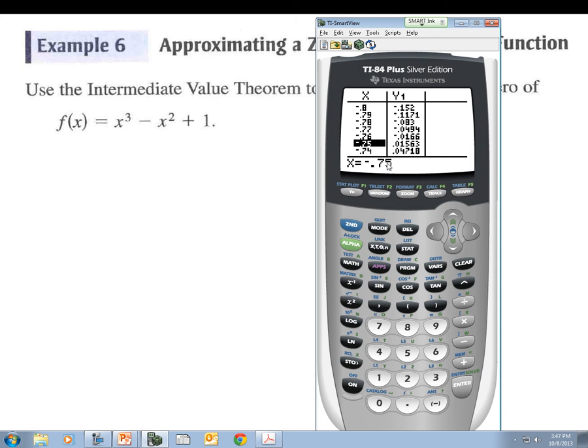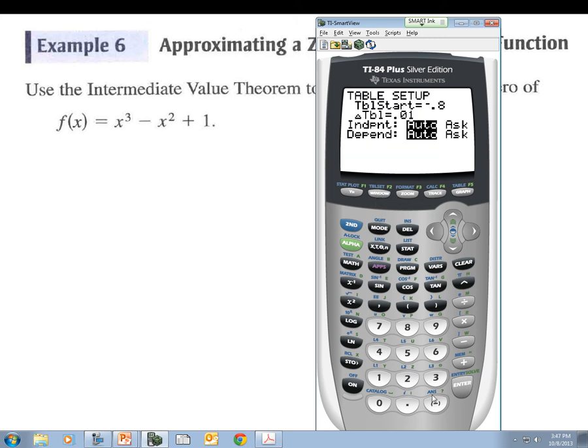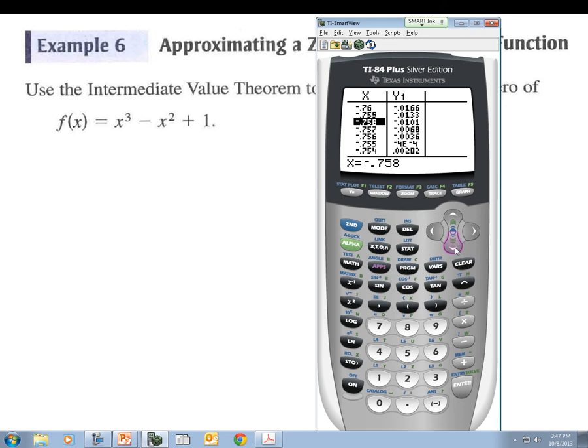We could keep zooming in if we wanted to. We could change this to negative 0.76 and count by 0.001. And it's getting closer and closer and closer until right here is really, negative 0.755 is pretty spot on. We could keep going closer and closer, but negative 4 times 10 to the negative 4, that's very, very small. So that would be a great approximation of our 0.